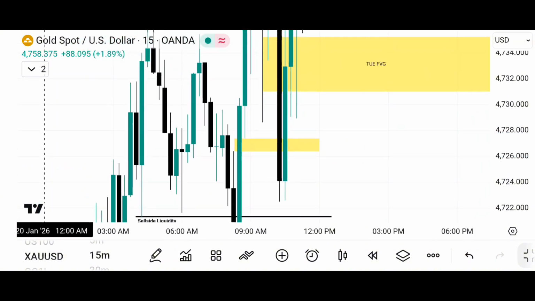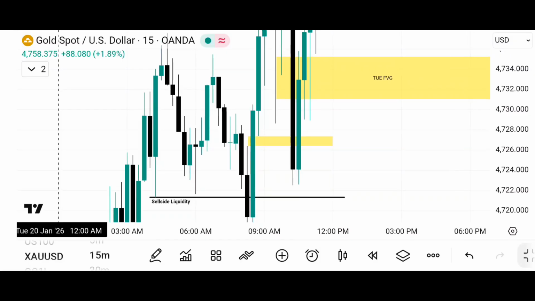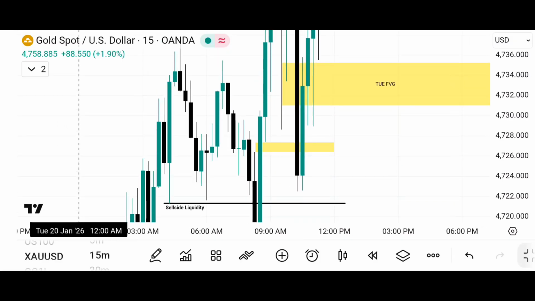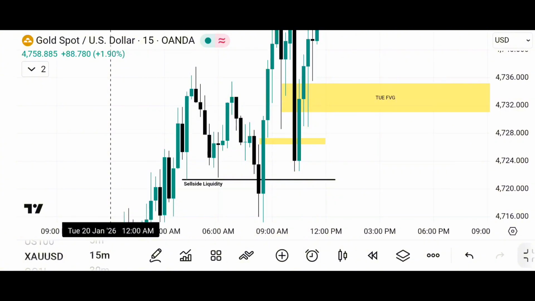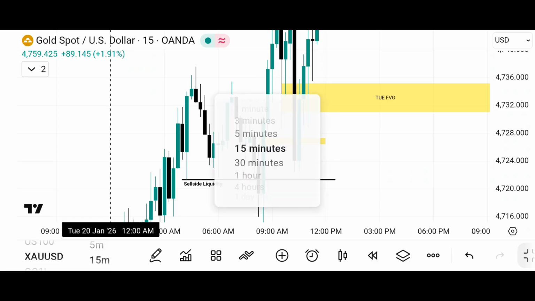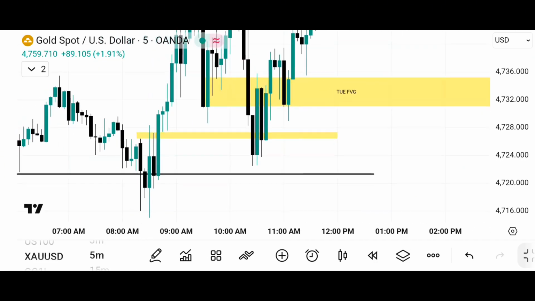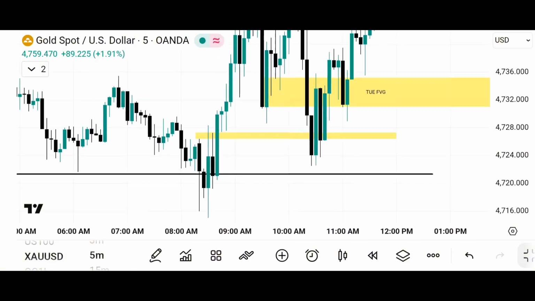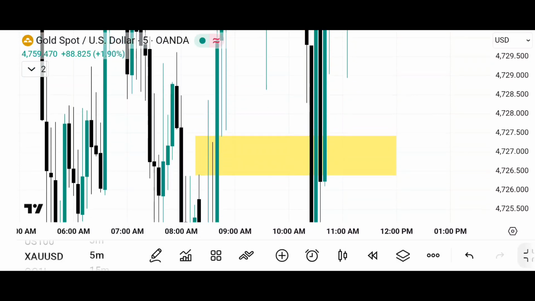So this is the fair value gap formed at the 15 minutes, and it is more visible at the 15-minute time frame. Sometimes it will be more visible at the 5-minute time frame, sometimes maybe at the 1-minute time frame. But for those that are new to this and are still practicing, I think the 15-minute and 5-minute time frames are better for you to find this type of setup.